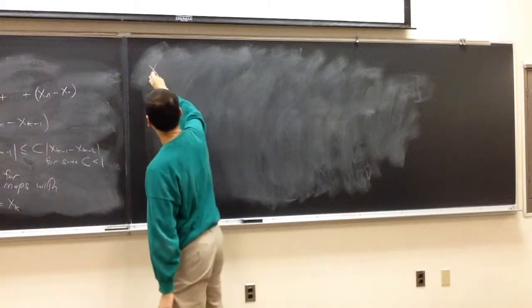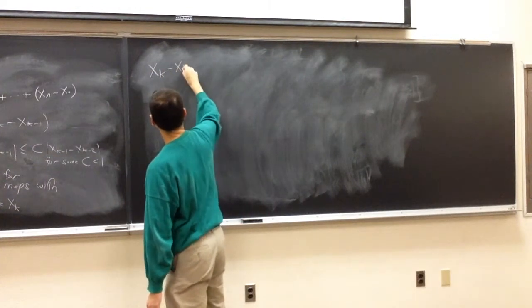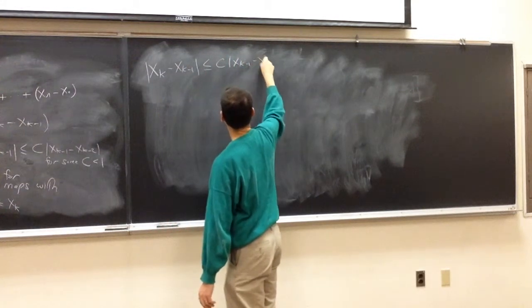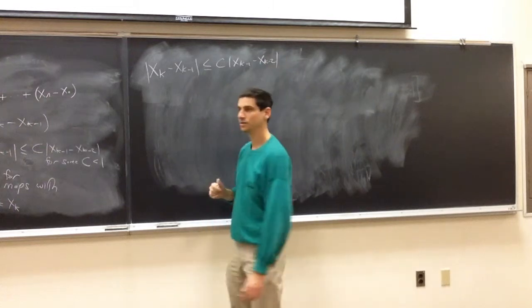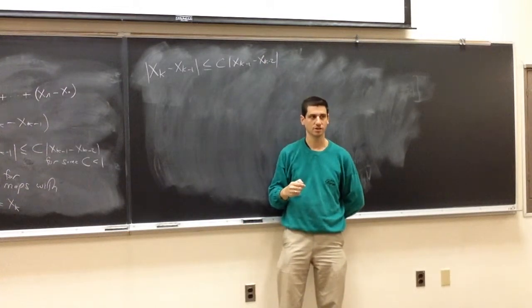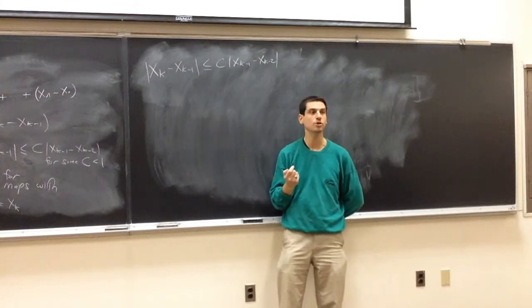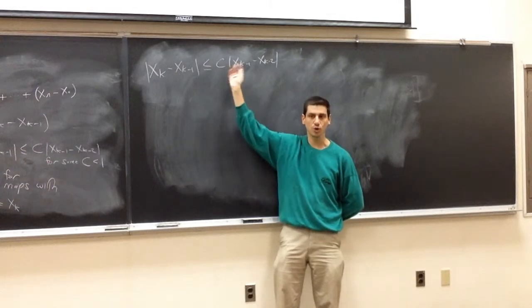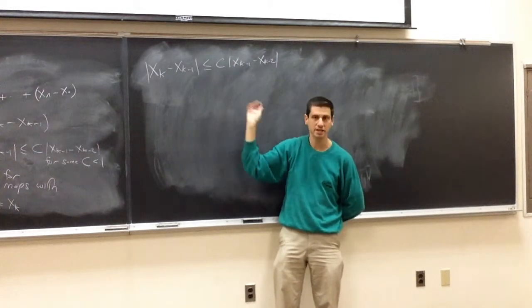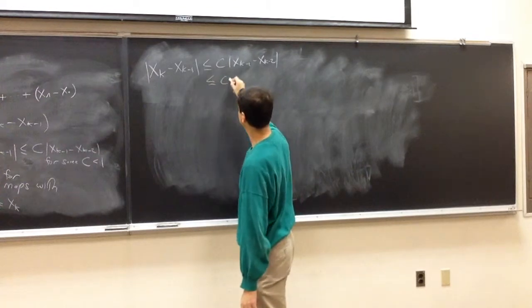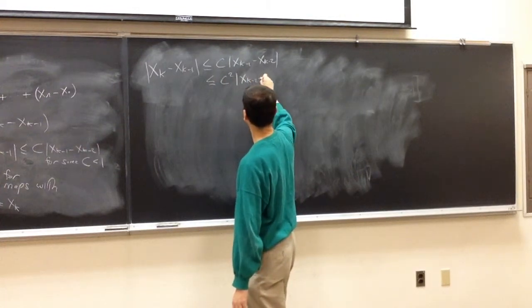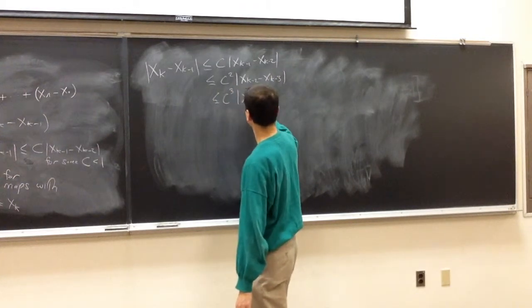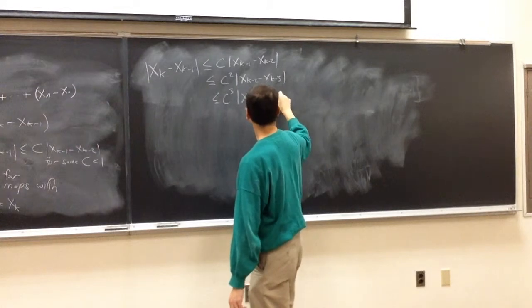So we want to look at, we know xk minus xk minus 1 is less than or equal to C times xk minus 1 minus xk minus 2. Compare it to the geometric series. C to the n goes to 0. So this is the lather, rinse, repeat stage of mathematics. Once you have something like this, you keep using it again and again and again. So this will then be less than or equal to C squared times xk minus 2 minus xk minus 3. And then this will be less than or equal to C cubed times xk minus 3 minus xk minus 4.